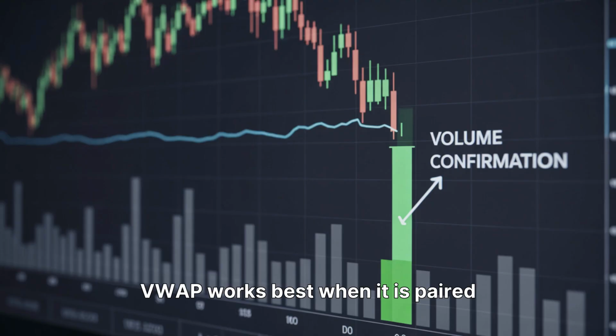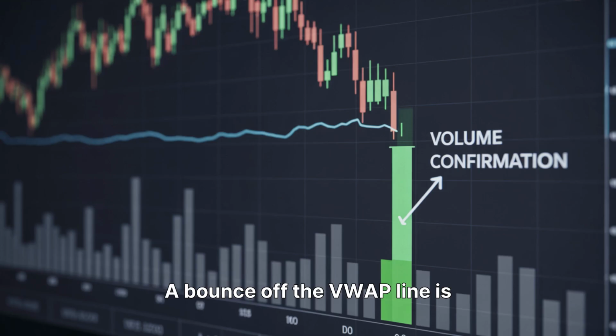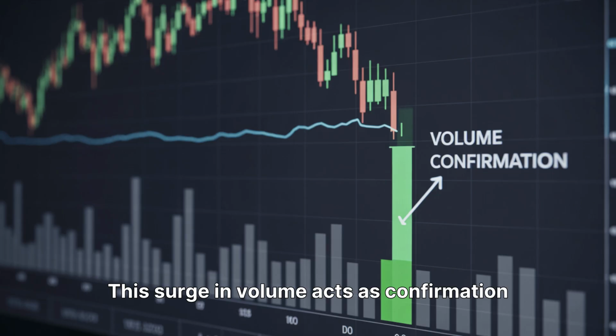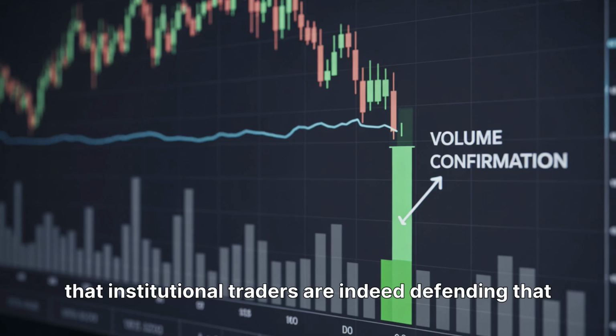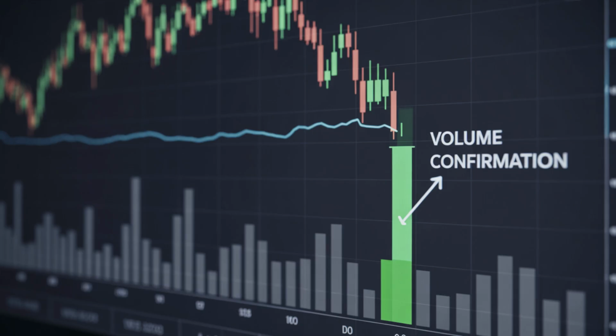VWAP works best when it is paired with volume analysis. A bounce off the VWAP line is much more significant if it happens with increasing volume. This surge in volume acts as confirmation that institutional traders are indeed defending that price level. If the price touches the VWAP but the volume remains low and flat, the bounce is much less reliable.